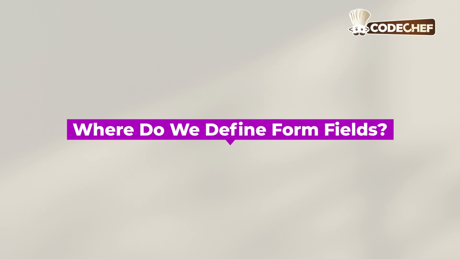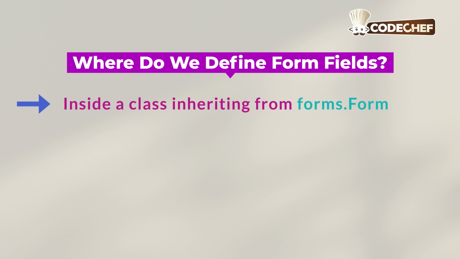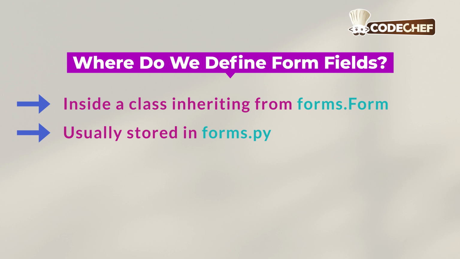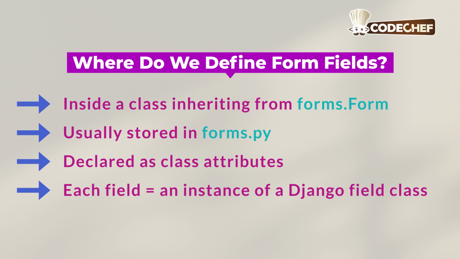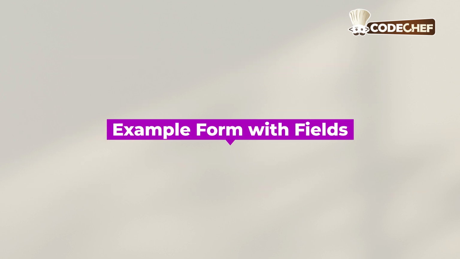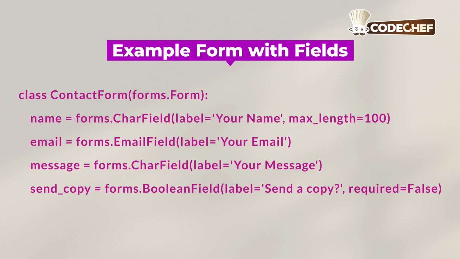Now, where do we define form fields? All form fields in Django live inside a form class, which usually sits in a forms.py file. Each field is defined as a class attribute, and each attribute is an instance of a field class like CharField, EmailField, IntegerField, and so on. Now here is a simple form with 4 fields. Notice how each field is declared as a Python variable, and each variable stores an instance of a Django field type. Django will automatically generate the corresponding HTML for each of these fields when we render the form.